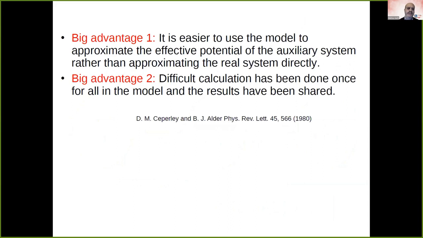The second big advantage is that the difficult calculation in the model has been done once and forever. This hard task has been done by someone else, and so we profit from the work of Ceperley and Alder, who calculated, using accurate quantum Monte Carlo approaches, the exchange and correlation potential of the homogeneous electron gas. The big advantage is that now we can just import this information from the model, and we don't have to recalculate it every time we do an LDA calculation or a DFT calculation. This is very important. It's why we can do LDA calculations in practice. Otherwise, the cost would be too expensive.